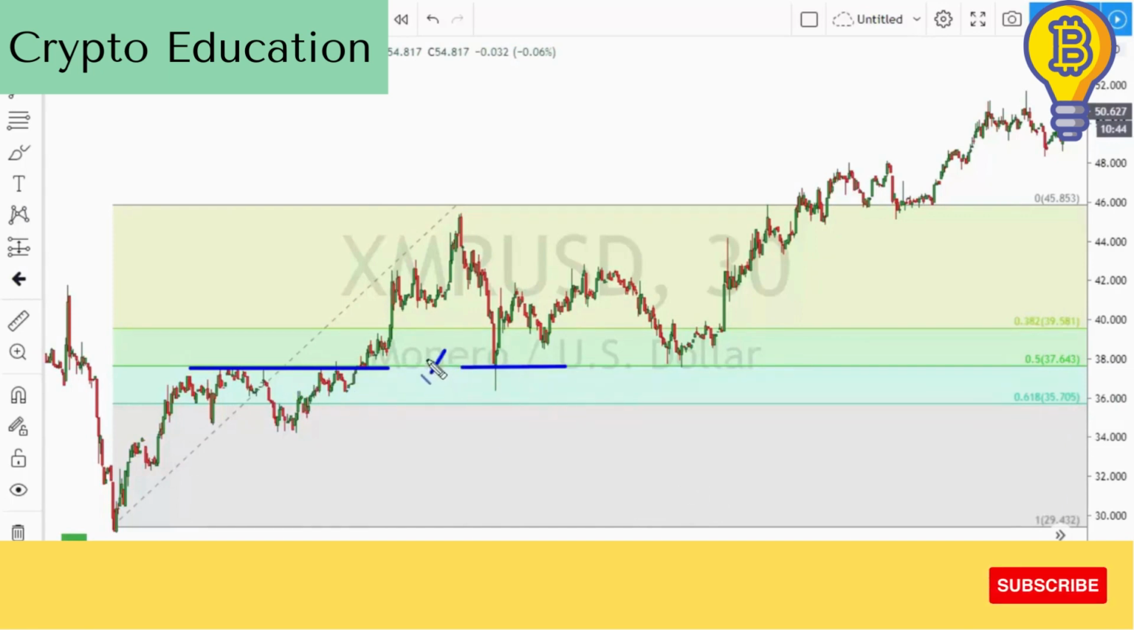The reality is this is a good setup because it's a hammer, which is a very bullish candlestick, and you'll learn about those later, right at the 50% Fibonacci retracement level and the previous resistance level. So you can make an argument either way. That being said, that is one way that you can look at it.